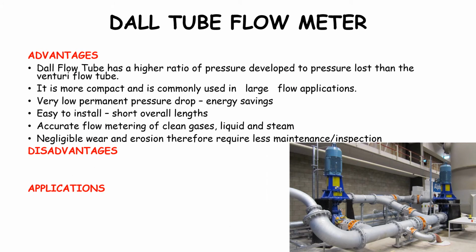The advantages are: Dall tube has a higher ratio of pressure developed to pressure loss than the Venturi flow tube. It is more compact and is commonly used in large flow applications. Very low permanent pressure drop, energy savings, easy to install, short overall lengths, accurate flow metering of clean gases, liquid and steam, negligible wear and erosion, therefore requires less maintenance and inspection.